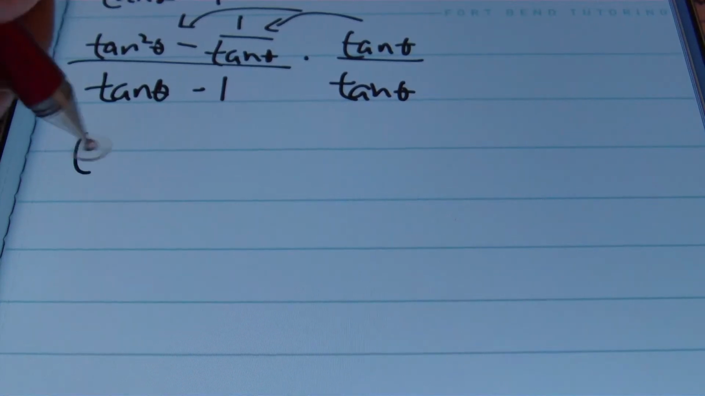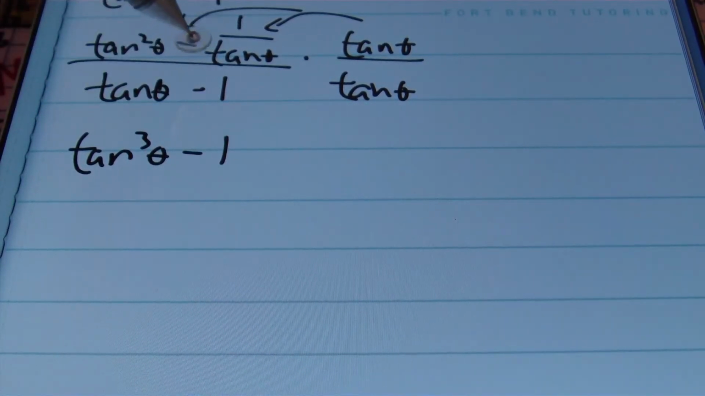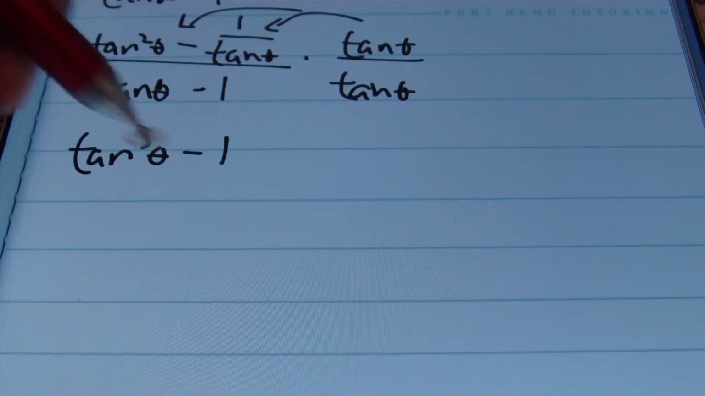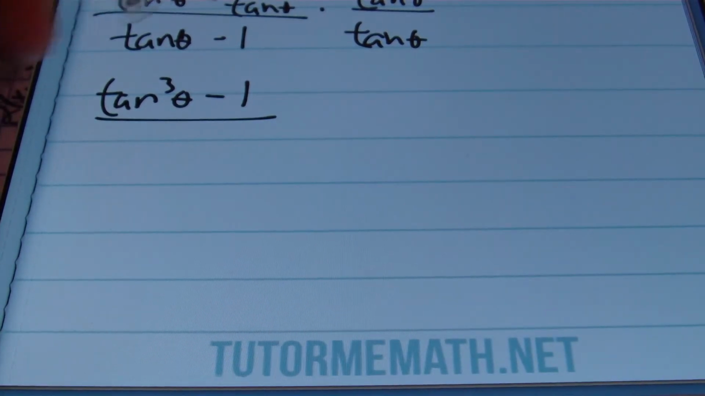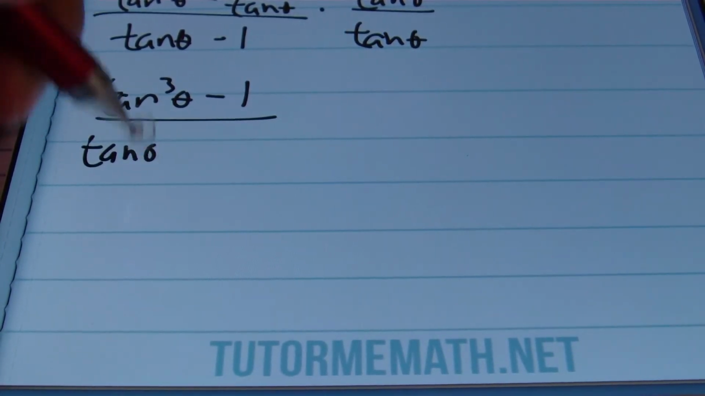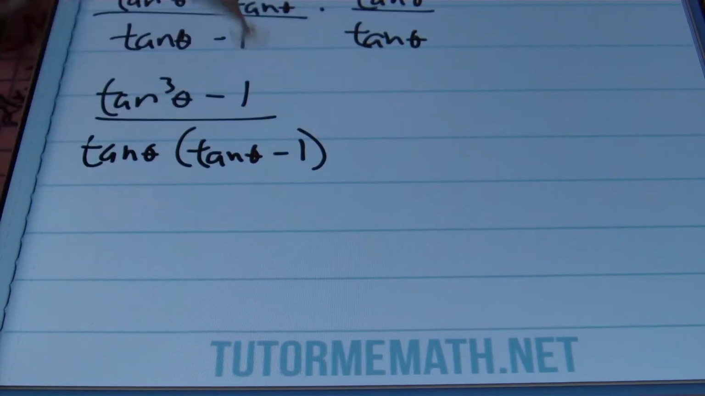We're going to end up with tan cubed theta minus 1. That's multiplying 1 over tan theta times tan theta, those tan thetas cancel out to leave just 1. In the denominator, I'm multiplying that binomial of tan theta minus 1 times this tan theta. So it's tan theta times tan theta minus 1, just like that.